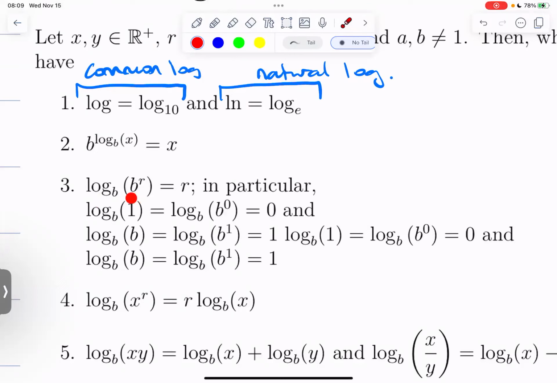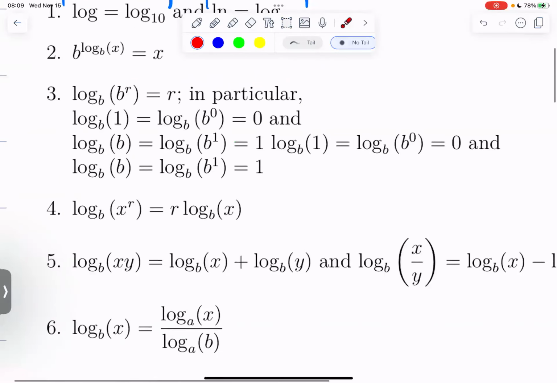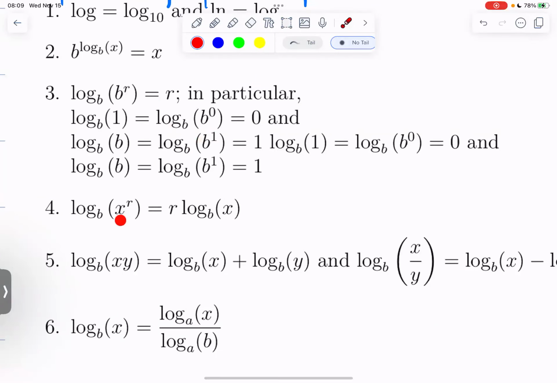The next rule that we used was if you have log base b of b to the power of r, in fact, anything to the power of r, let's skip down to 4. These are just special little itty bitty cases. But if you have log base b of x to the power of r, you can rewrite that by bringing this r down front, right, is how I kind of visualize it. And then all of a sudden, you have r available to you and you're able to solve for it because log base b of x is just a number, right?